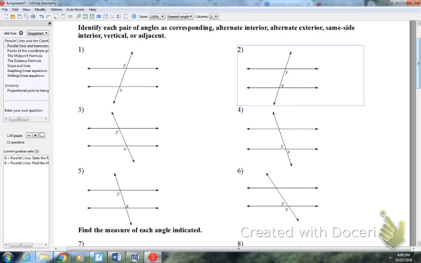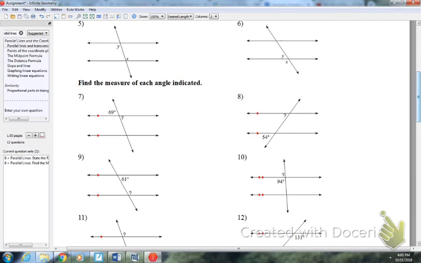What we're going to do next is practice talking about how these particular angles are related. At the bottom of my page of notes here, we are going to find the question mark angle in the picture.